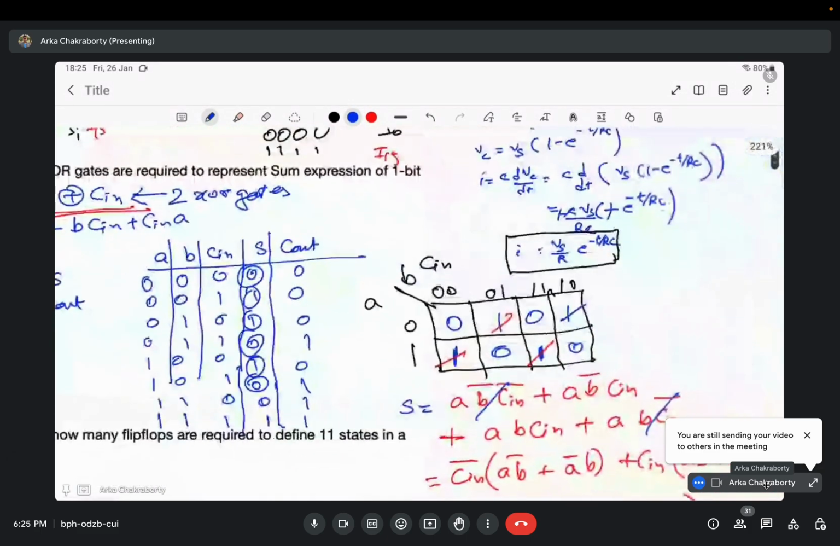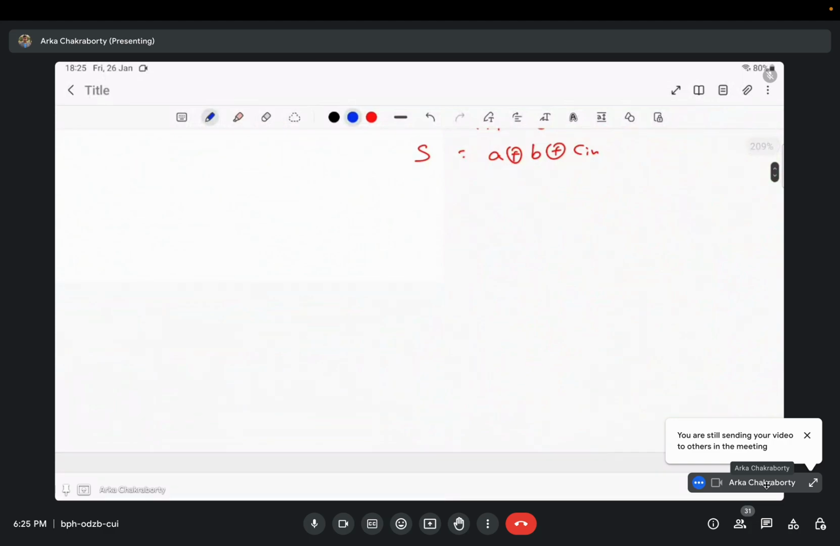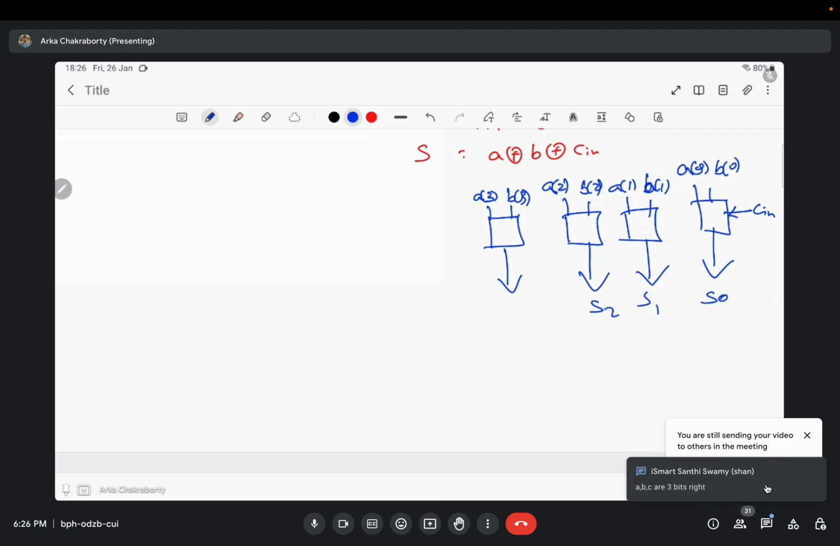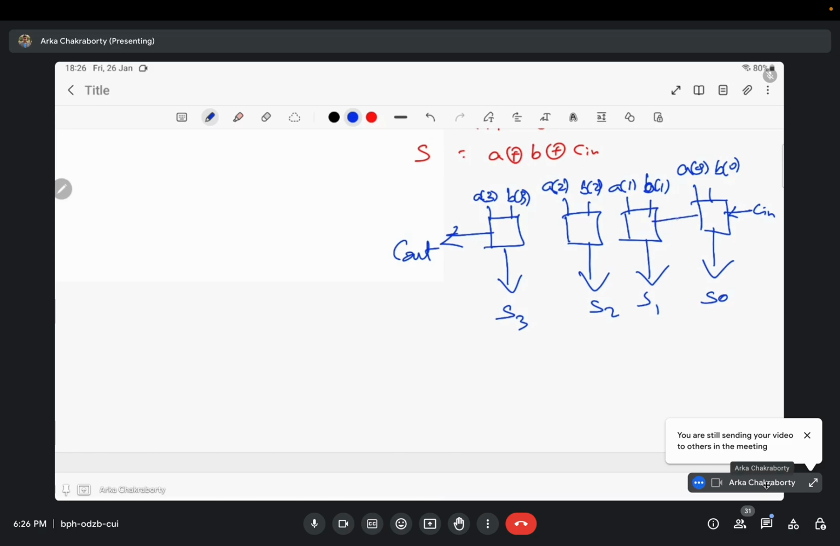See, when you are making an n bit full adder, say it is a 4 bit full adder, okay. So it will be something like this: A0, B0, A1, B1, A2, B2, A3, B3. Okay, so it would be S0, S1, S2, S3, C out. So its C out will go to C in of the second one, this C out will go to C in of the last one.